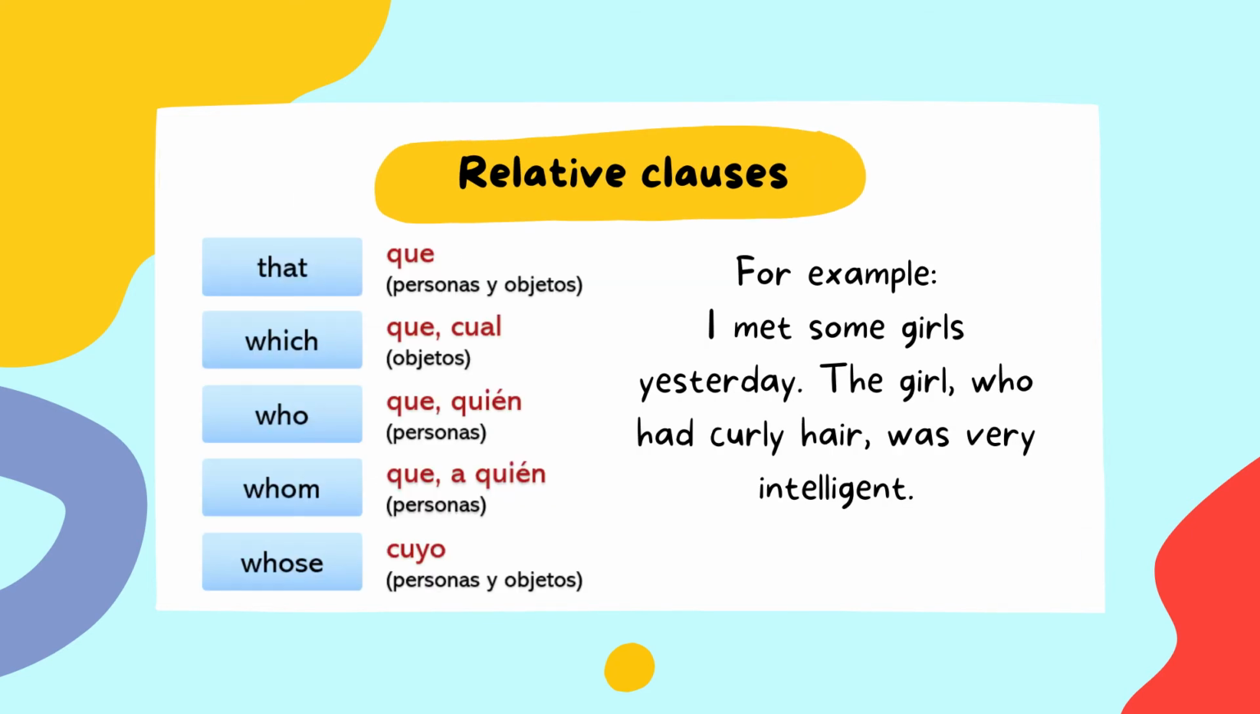Next, relative clauses or adjective clauses. A relative clause starts with a relative pronoun at the start of the clause, like who, which, whose, etc. For example, "I met some girls yesterday. The girl who had curly hair was very intelligent."